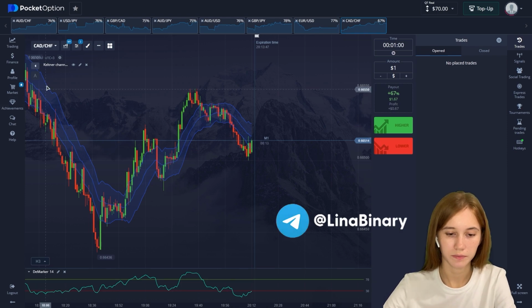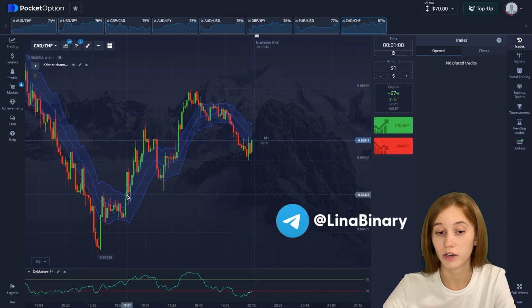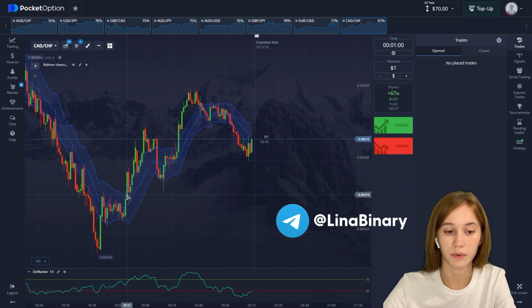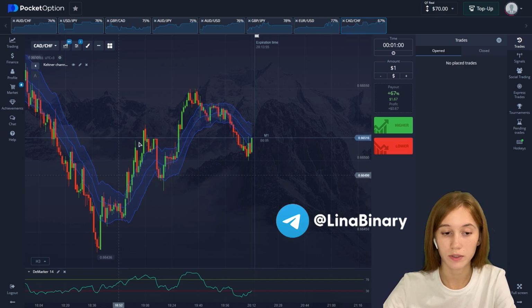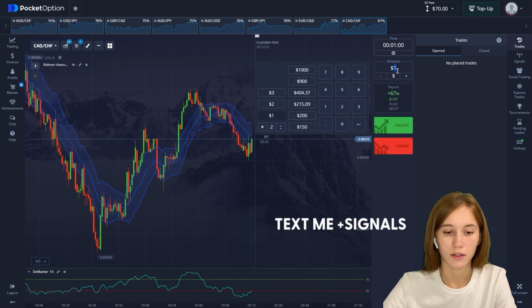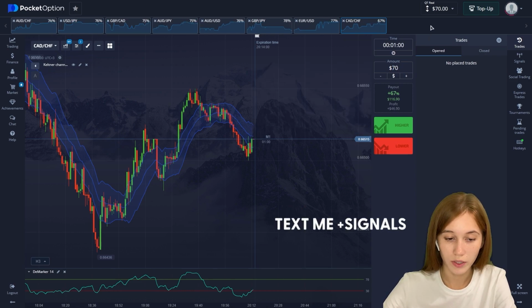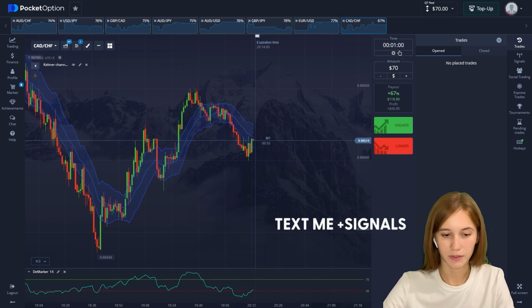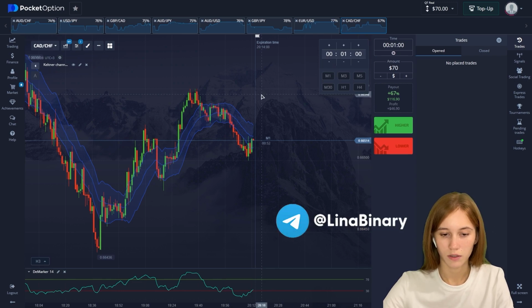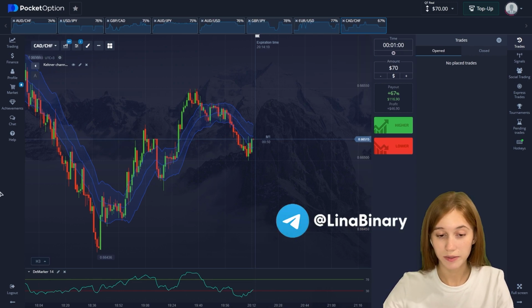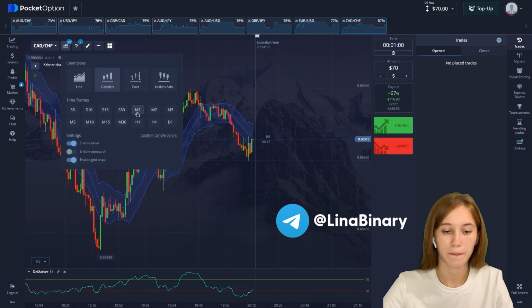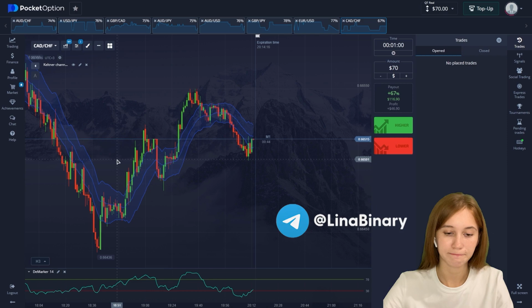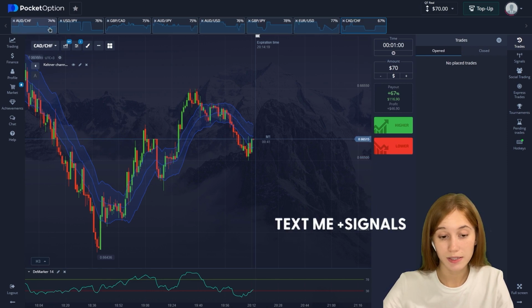So we'll trade the marker and Keltner channel will be our indicators. So our workspace deal amount will be $70. After that we'll set our time, 1 minute as always. 1 minute time frame. Currency pair, you can see 8 currency pairs at the top of the screen.